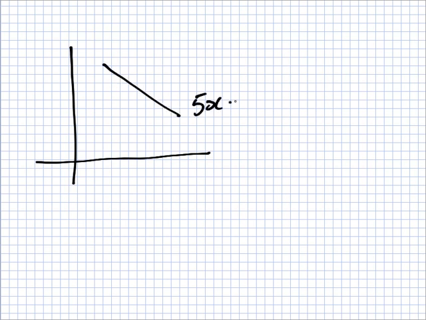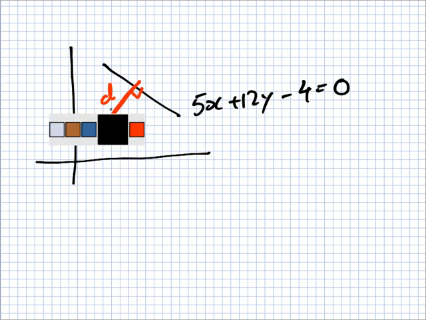Okay, so we have a line. Let me draw it here. I'd say it's going down. And this line is 5x plus 12y minus 4 equals 0. And we have a point here, the point 1, 1. And they ask us for this shortest distance here, which I'll call D.